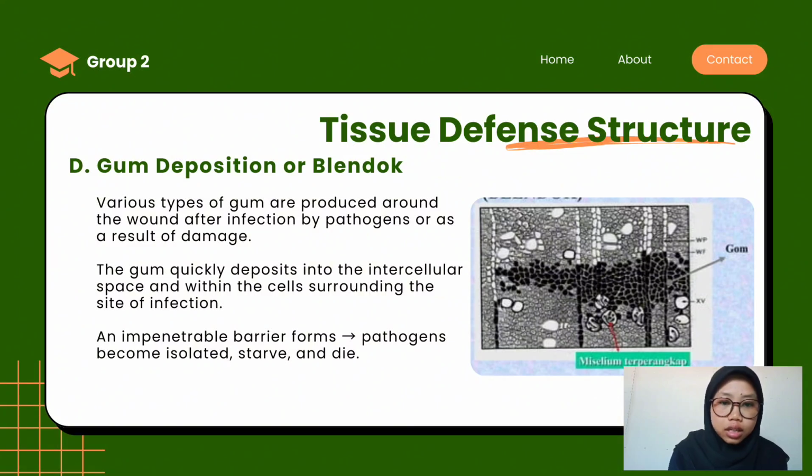Next, D. Gum deposition or blendok. Various types of gum are produced around the wound after infection by a pathogen or as a result of damage. The gum quickly deposits into the intercellular space and within the cells surrounding the site of infection. Impenetrable barriers form, so pathogens become isolated, starve, and die.